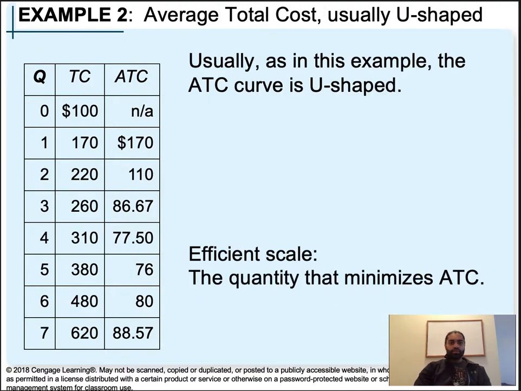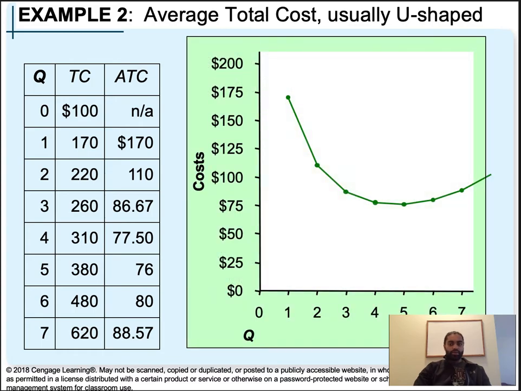All right, so average total cost is usually a U-shaped curve, and we'll talk about efficiency, where we want to maximize how much we want to produce, and this is where all this ties in profit maximization, especially for our different market structures that we'll look at later on. So this is how it would be drawn.